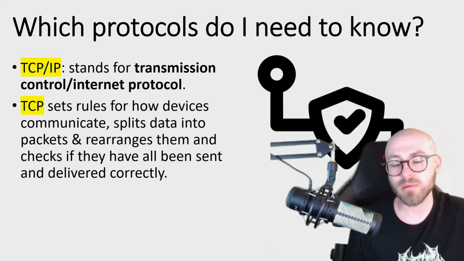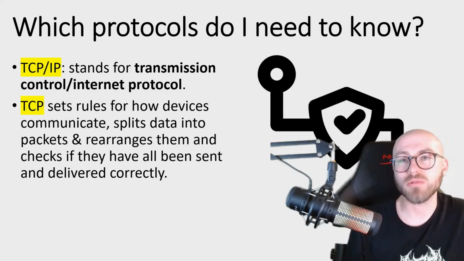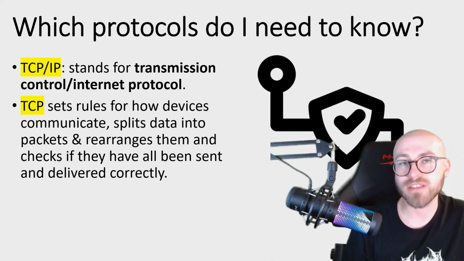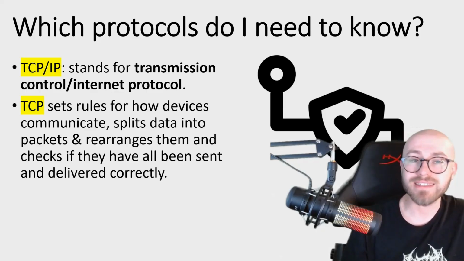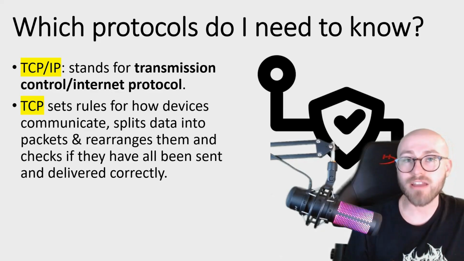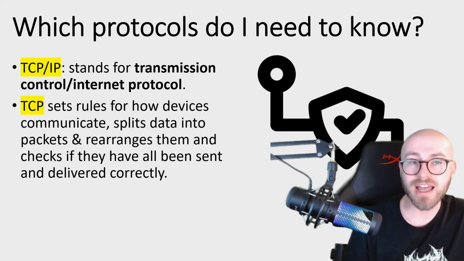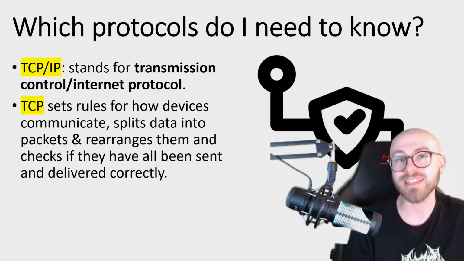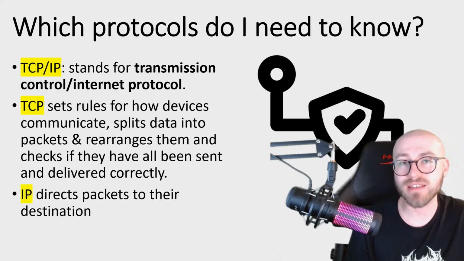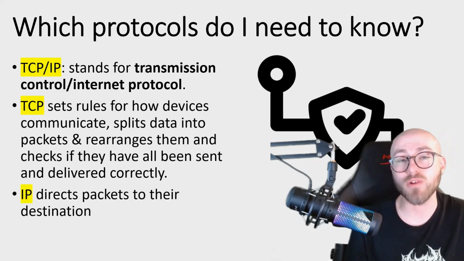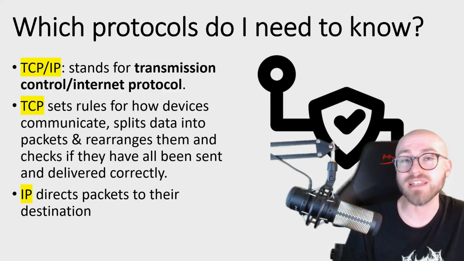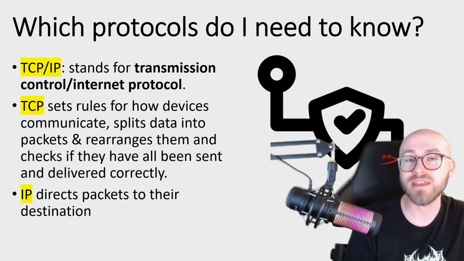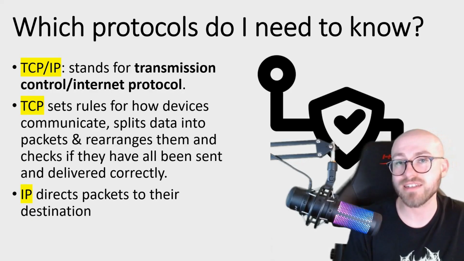TCP is probably the main protocol which allows packets of data to reach where they're going and makes sure that everything's spot on. It will say how the devices are going to communicate, how the data is going to get split, how it gets rearranged once it has arrived, and it will check that it has all been sent and delivered correctly. The IP part, as we've mentioned in a previous video, stands for Internet Protocol, so if the data is being sent over the internet, you need IP to make sure it will reach its destination.